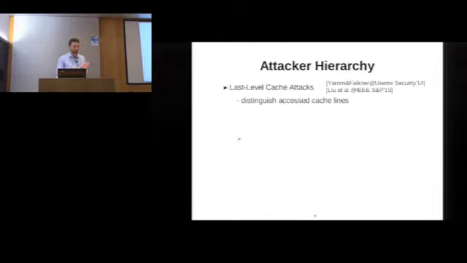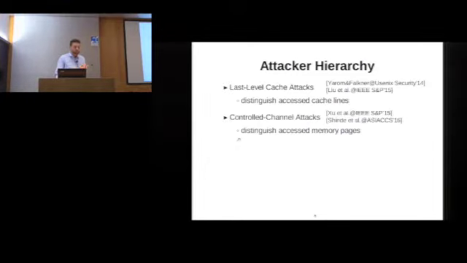This was motivated by some recent classes of attacks that had been demonstrated. First, we have the last level cache attacks. There we have an attacker who can distinguish memory accesses, so who can distinguish accessed cache lines. Then we have the control channel attacks, and this is an attacker who can distinguish accessed memory pages. We also have the CacheBleed attack. There, the attacker can distinguish accessed cache banks.